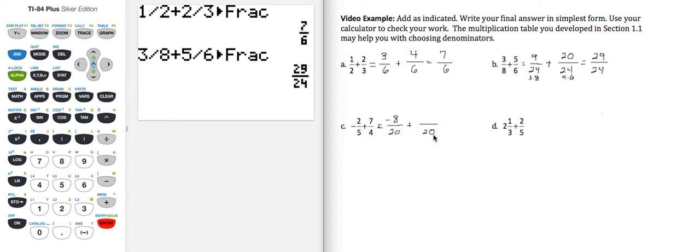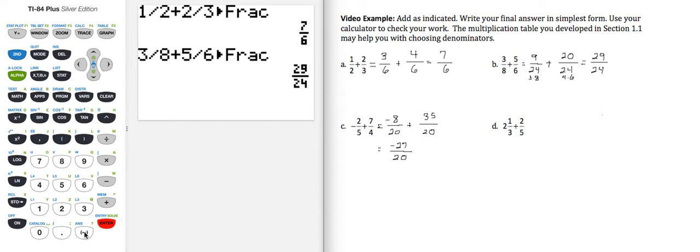4 goes into 20 5 times. 5 times 7 is 35. Now I can combine -8 plus 35 over 20. That gives me -27 over 20.